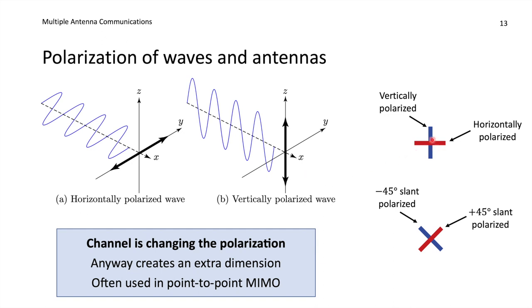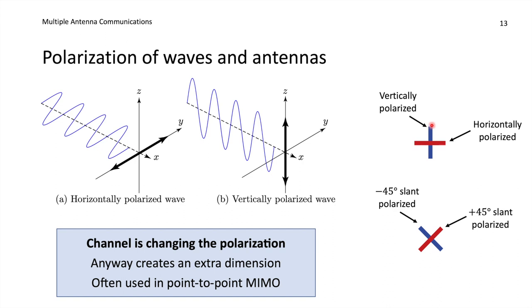So a vertically polarized antenna is only reacting to radio waves that have oscillations along the vertical axis, and we have the opposite for a horizontally polarized antenna that is only reacting to radio waves that have oscillations along the horizontal dimension. And since these antennas are typically also physically distributed horizontally and vertically, we can actually put them at the same location and create what is known as a dual polarized antenna, two antennas with different polarization at the same location.